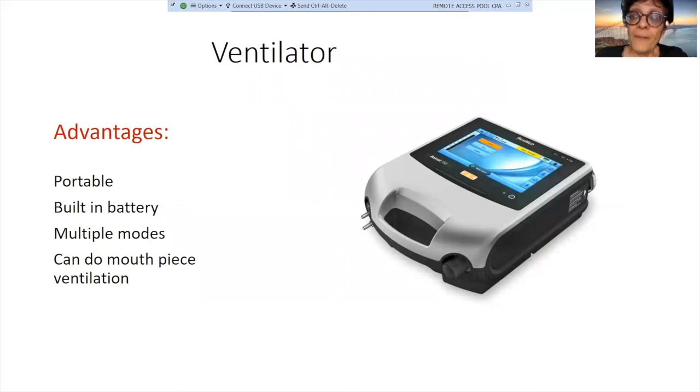If the respiratory muscle weakness becomes very advanced and someone needs assistance even during the day, we will go to a ventilator. And the advantage of a ventilator is that it is portable because it has a built-in battery. So if someone needs to go outside the house, they can put this ventilator on the back of their wheelchair and they can go out of the house. We can also use multiple modes of ventilation, one for nighttime use, one for daytime use. And you can also do mouthpiece ventilation, which means just sucking on and taking a few deep breaths as needed.